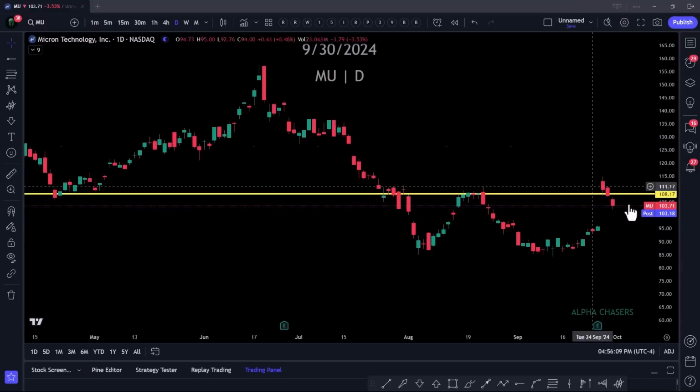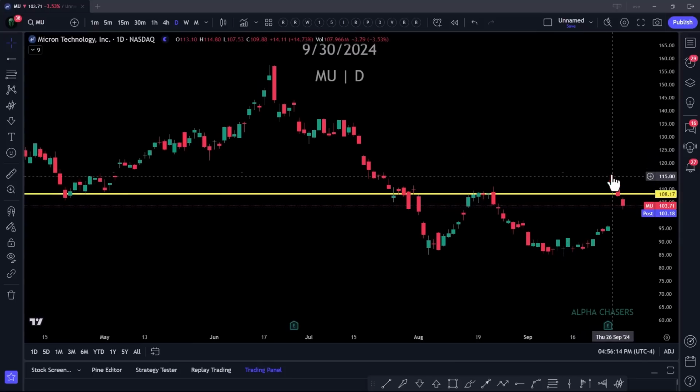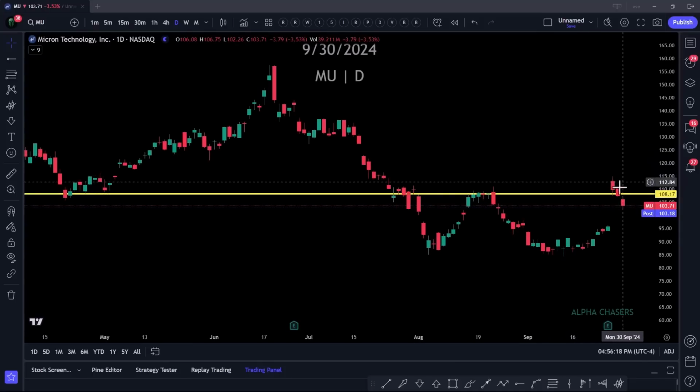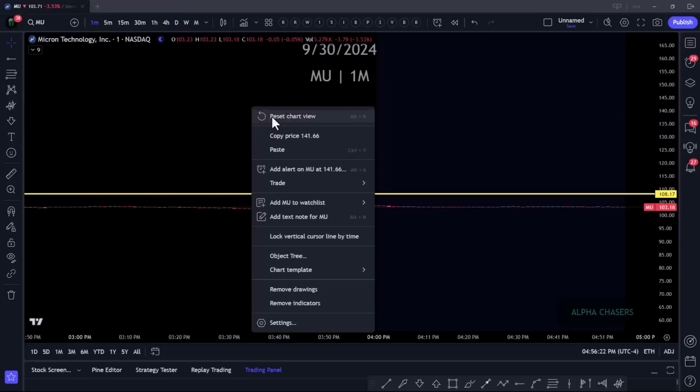I actually bought the 110s the other day, the puts, and shorted the stock. We came in long and did really well, but it just couldn't get over that 112. It was a real pickle. And then it just started getting rejected over and over here. But what we did with this trade is really simple.